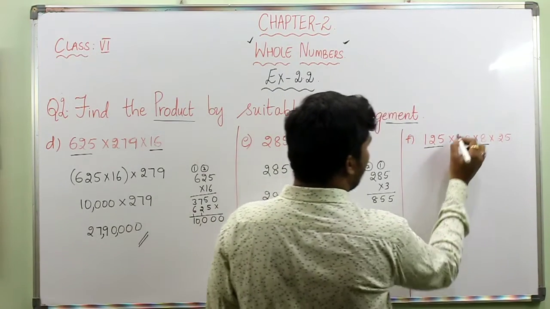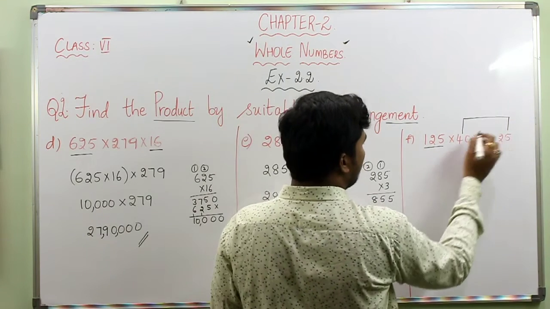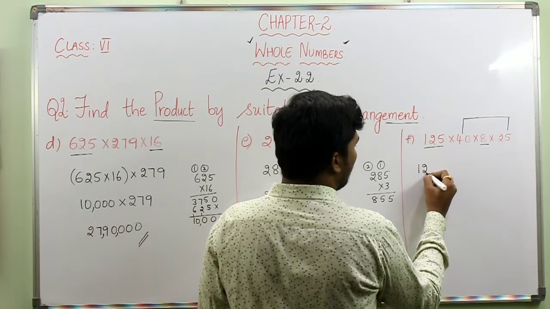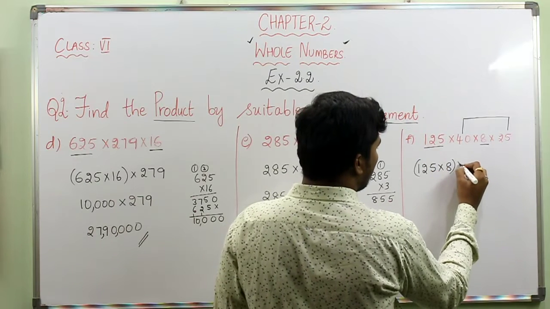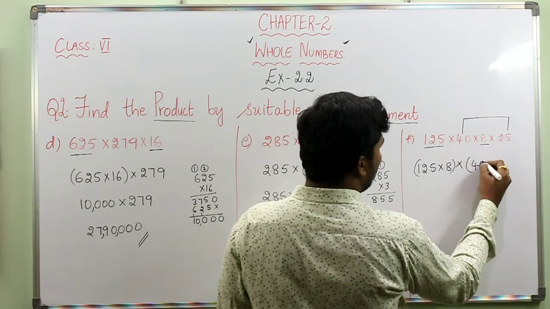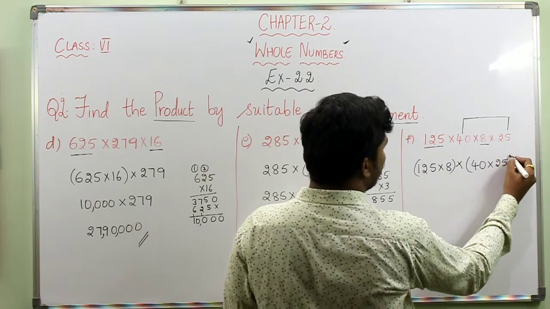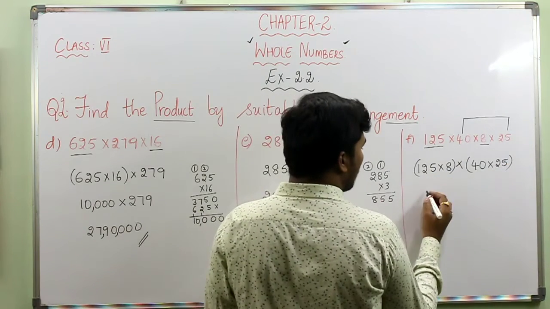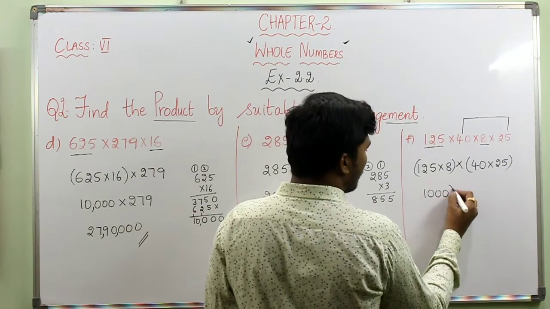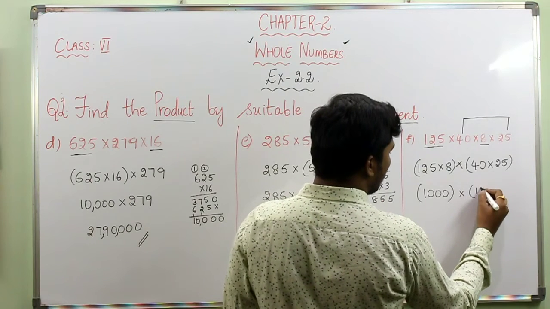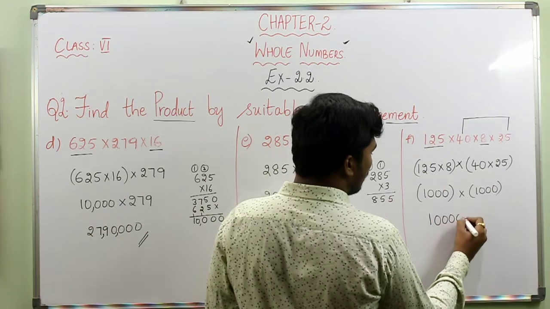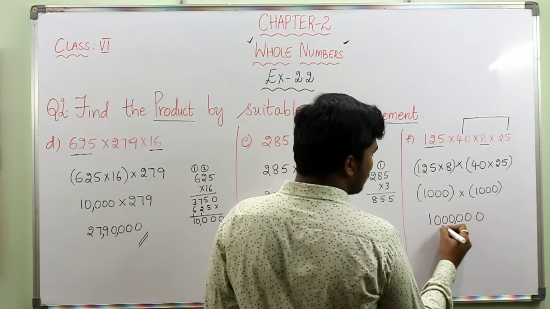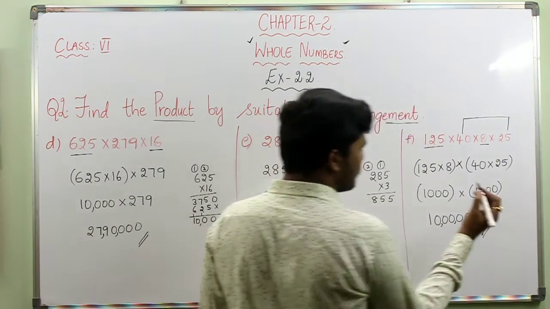The next one is 125 into 8, we will take one pair, as well as 40 into 25. So 125 into 8 into 40 into 25. This will become 1000, and this one also will become 1000. So therefore it will become 10 lakhs.